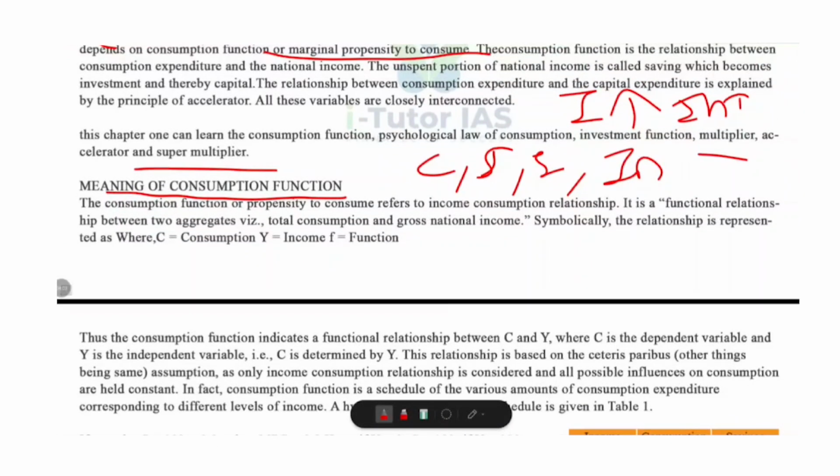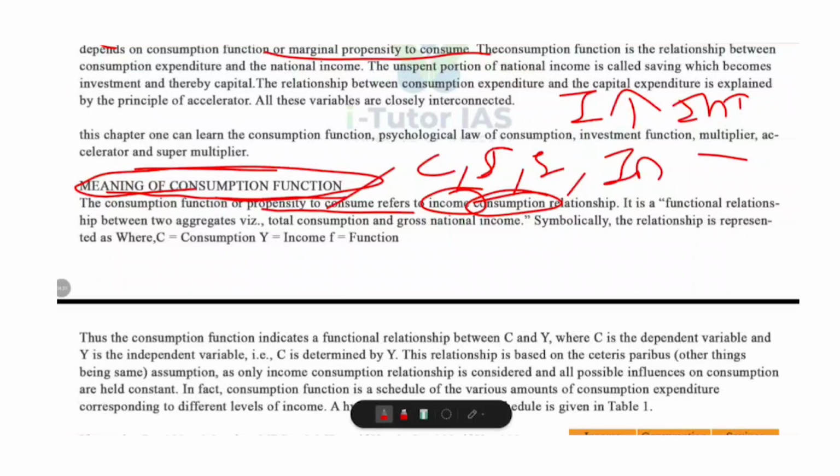Now let's start with the meaning of consumption function. The consumption function is also called propensity to consume. It shows the relationship between income and consumption. In simple words, it explains how people spend their income.